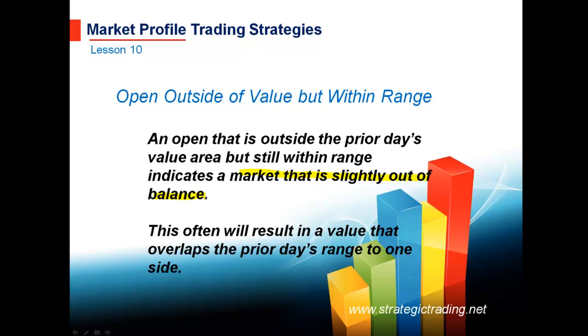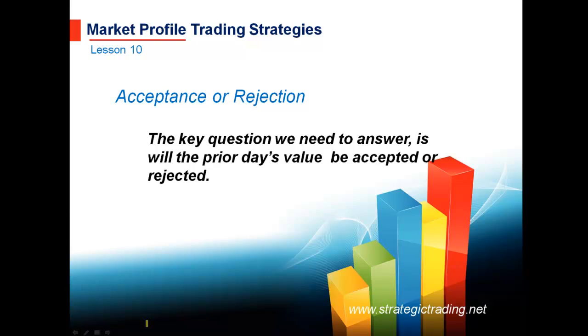If the open price is outside value but within range, it is telling us a very important message. The market is slightly out of balance. Now, what happens when the market is out of balance? That's typically when we get a directional move. However, simply because the open price is just outside of value does not necessarily mean that we are going to get a move. This often will result in a value that may actually overlap the prior day's range to one side.